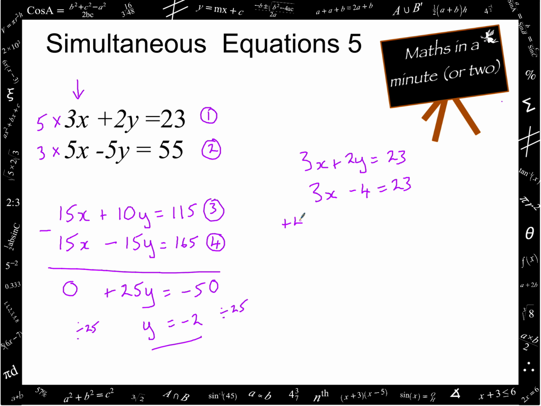Now I've solved this. I'm going to add 4 to both sides. That gives me 3x equals 27. Divide both sides by 3, x equals 9. So my solutions were y equals minus 2 and x equals 9.